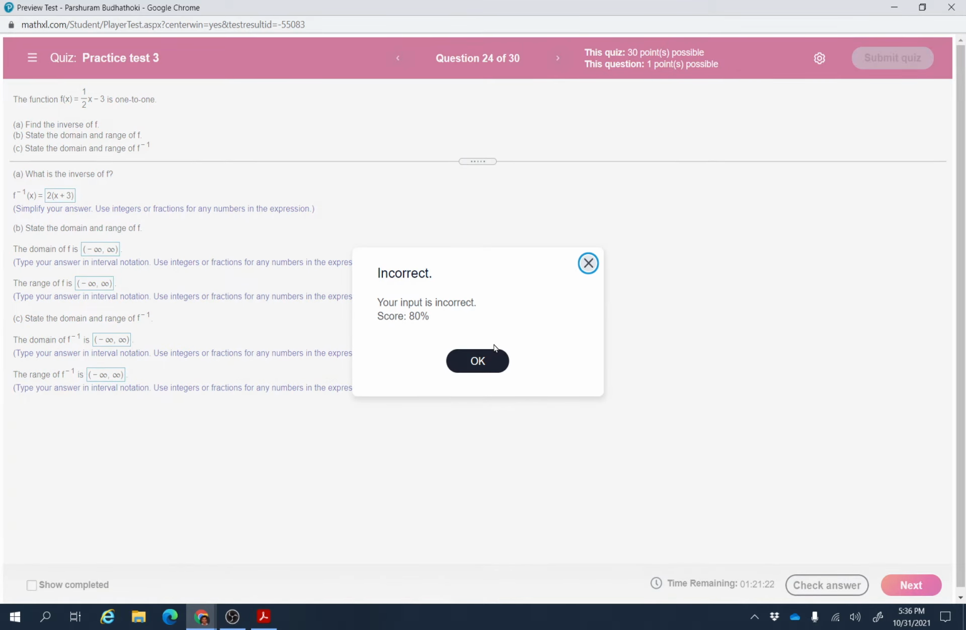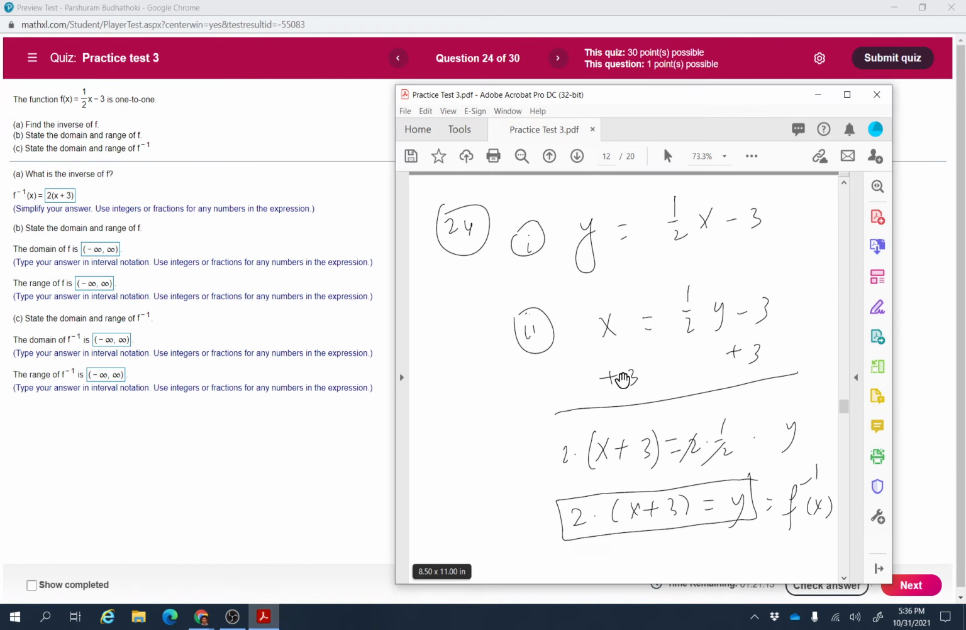Wow, I missed something here. So let me go back and try to find out what I missed, because my score is just 80%. So what did I miss here? Let's go to this problem. y equals half x minus 3. I add 3, so it will give me x plus 3. And if I multiply both sides by 2, that will give me y equals 2x plus 3. So that is f inverse of x. That's right. So what am I missing here, did I miss something?